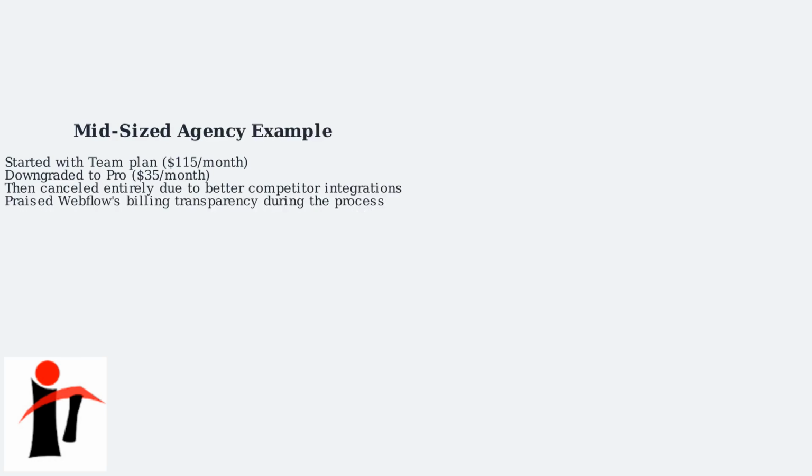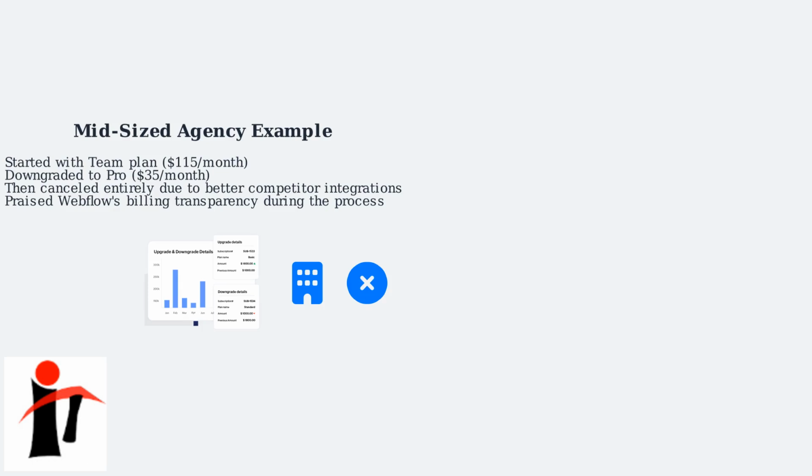A mid-sized agency initially used Webflow's team plan at $115 per month for collaborative features. After evaluating their needs, they downgraded to the Pro plan at $35 per month to reduce costs. Eventually, they canceled their subscription entirely, citing superior integrations offered by competing platforms. Despite the cancellation, they commended Webflow's transparent billing system and clear notifications throughout the process. This example highlights how agencies weigh feature sets and integration capabilities when making subscription decisions.